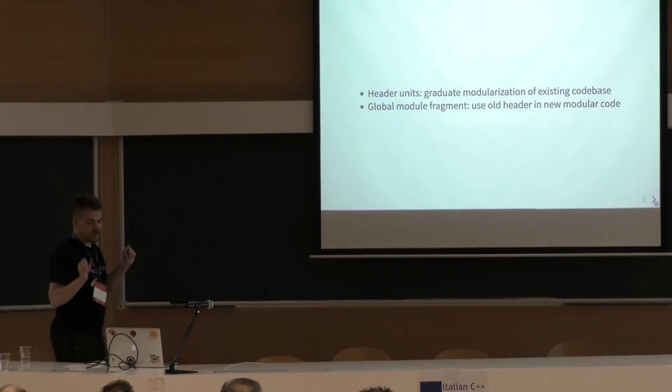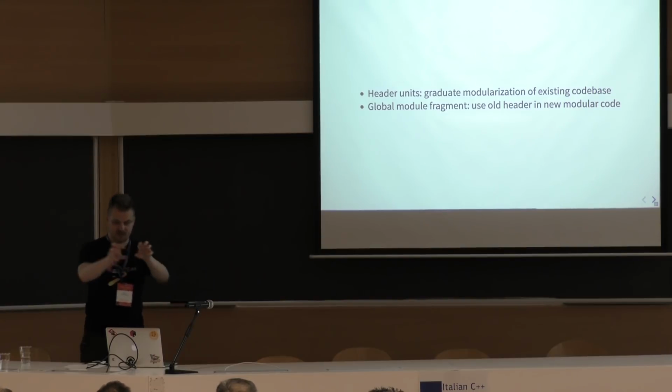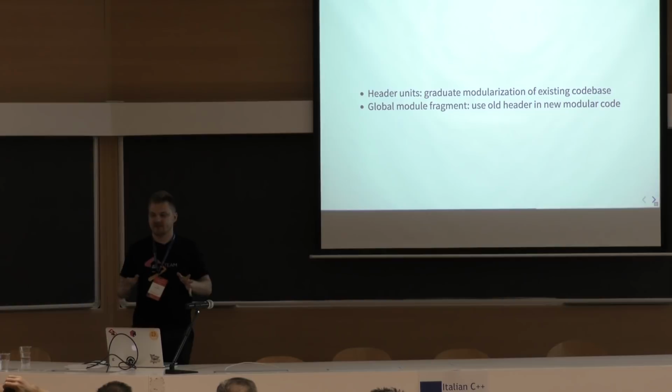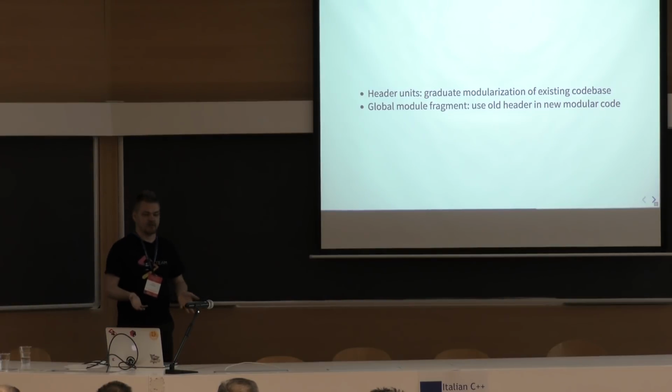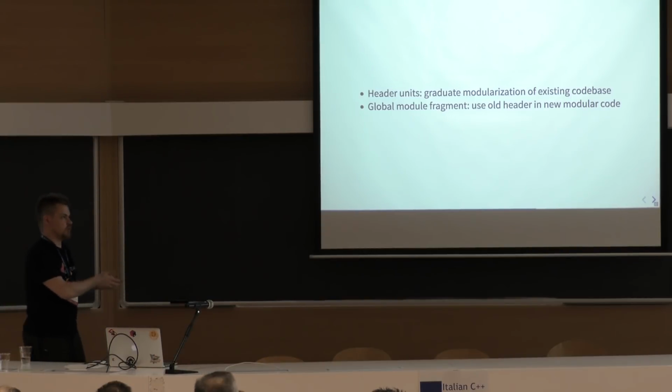So to summarize, header units are for gradual modularization of an existing code base here and there. So this good.h, this good.h, this good.h. And the global module fragment is for when you start to write new code, but you want somehow to use old header-based code, which you can't or don't want to fix.